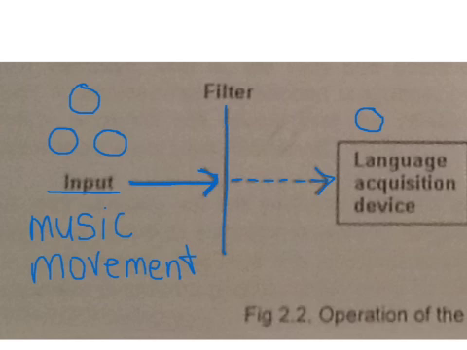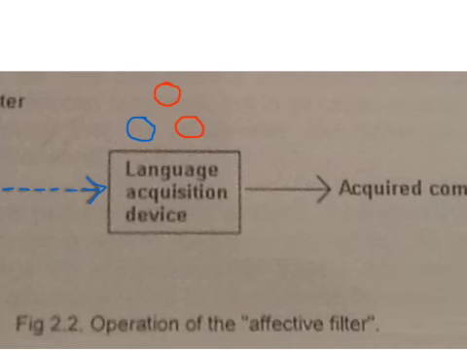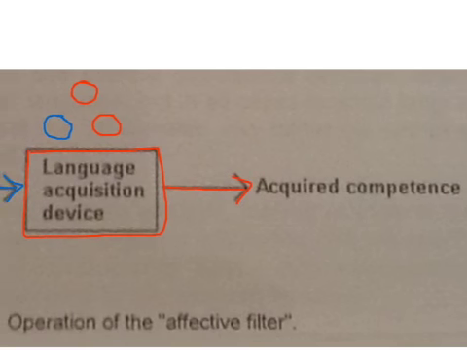If anxiety is low and self-confidence is high when it reaches our filter, then more information will be allowed through, which is key because this language acquisition device, where all this information is sitting, is our pool that we use for our acquired competence. Let's look over here at acquired competence.